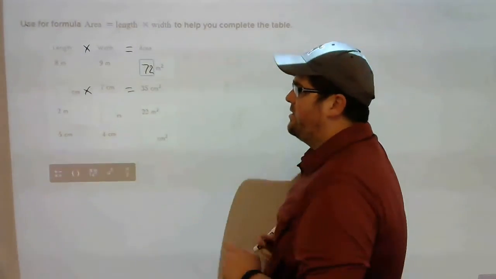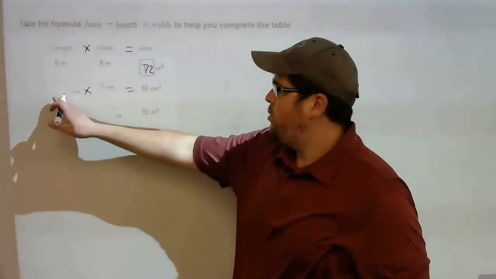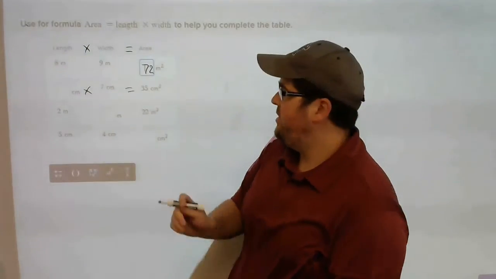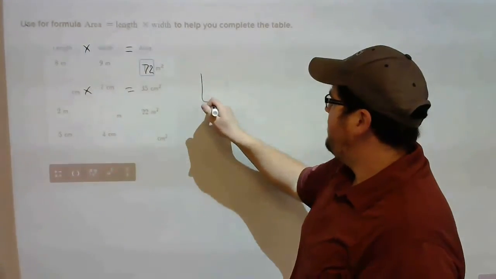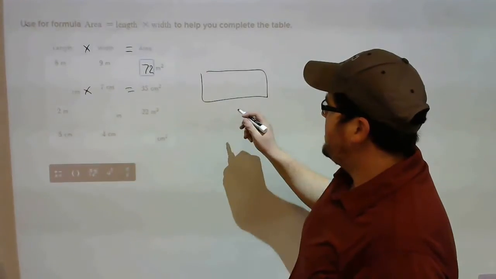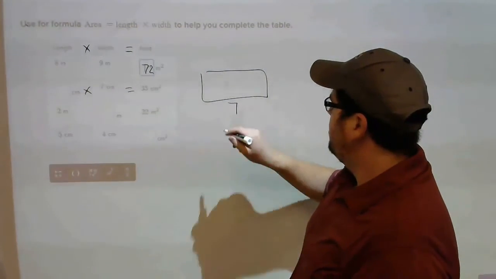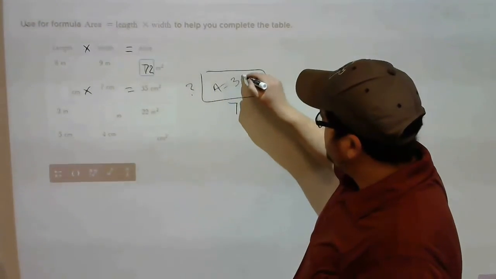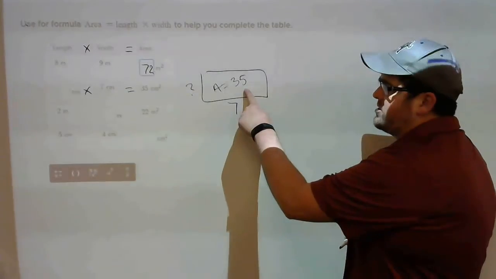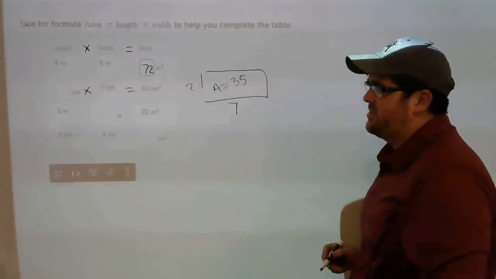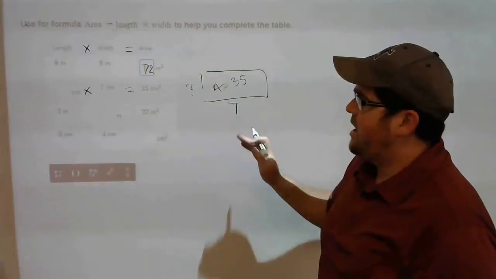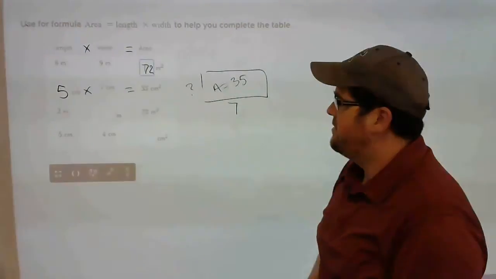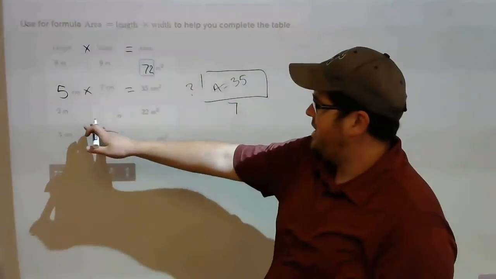Now with this one, it has a number we don't know for the length, 7 for the base, and the area is 35. So we have to think, what number times 7 is going to equal 35? It's giving us a whole shape and saying it's 7 long, but we don't know how high it is, but the area equals 35. They're giving us the answer, and we've got to work backwards to find one of the sides. So what number times 7 equals 35? And that is 5.